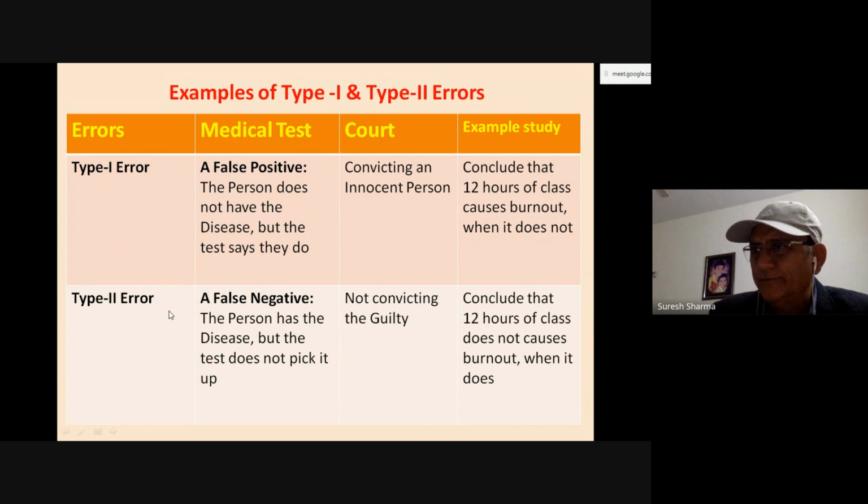That's a type 2 error. Court example: not convicting the guilty. The person has done a crime, but the judge has let him go. He may kill a lot of other people. He was not found guilty. That's a type 2 error. So all these type 1 and type 2 errors are very, very serious errors, and we want these errors to be small.